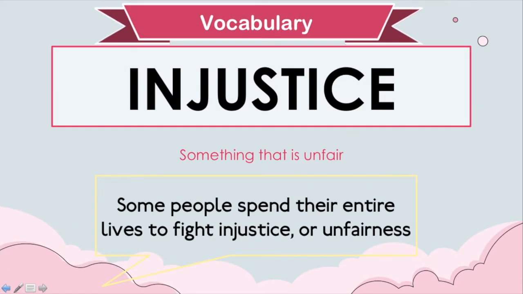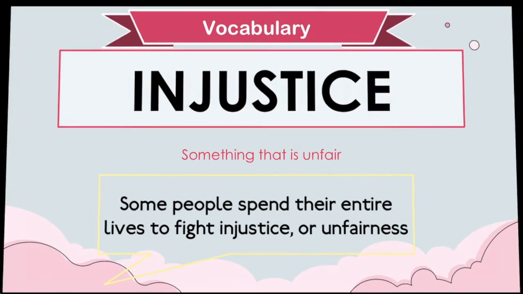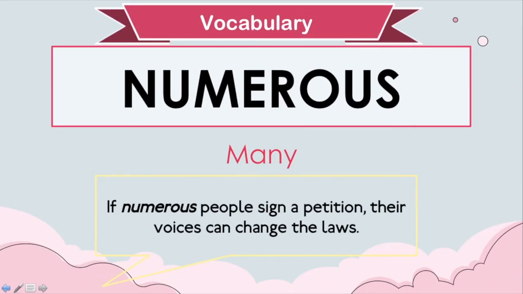Our first word is injustice. Something that is unfair. Some people spend their entire lives fighting injustice or unfairness. Second word, numerous, which means many. If numerous people sign a petition, their voices can change the laws.